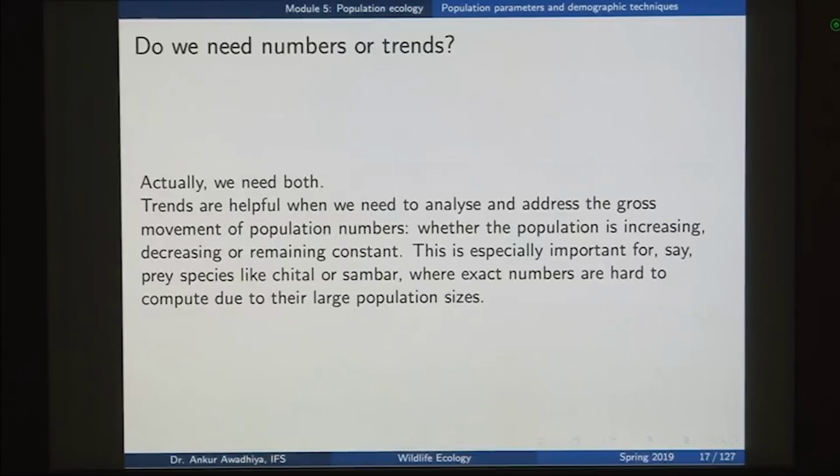Trends are helpful when we need to analyze and address the gross movement of population numbers, whether the population is increasing, decreasing or remaining constant, and this is especially important for prey species such as cheetal or sambar, where exact numbers are hard to compute due to their large population sizes. So, for instance, in the case of prey species, you do not want to know whether there are 10,000 cheetals in your area or whether there are 10,010 cheetals in your area. But as long as you know that the number of cheetals is same or is increasing, you are happy. So, in that case, you do not have to go and measure and count each and every cheetal.